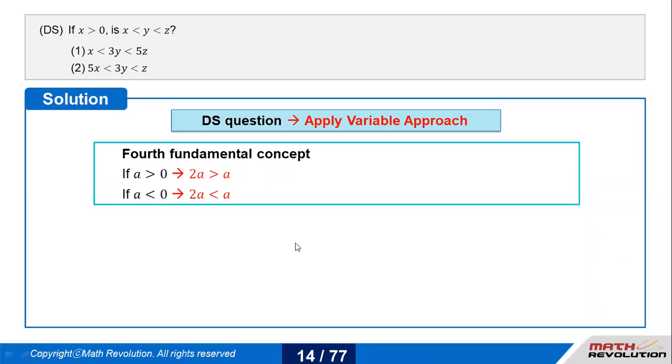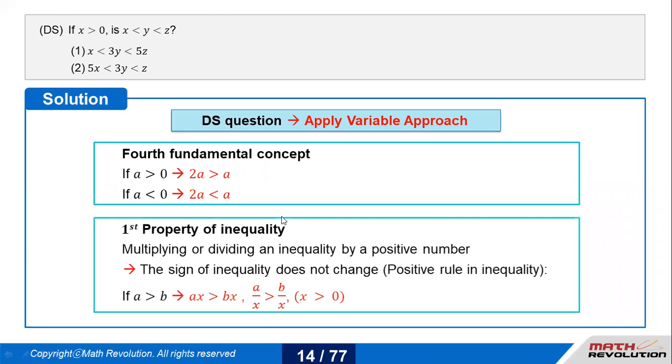So in this particular situation, when you see such kind of numbers associated to the variables, or they are the coefficient to the variables, you can always apply this particular concept. But now how do we apply it? So the first property of inequality says that if you're multiplying or dividing any inequality by a positive number, the sign will not change. So if a is greater than 0, 2a would be greater than a. If a is less than 0, 2a would be less than a.